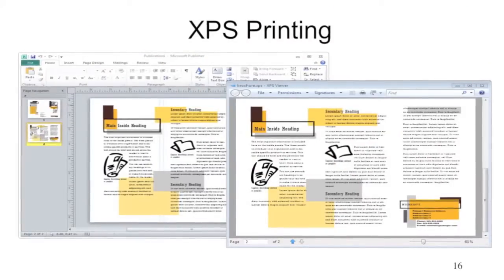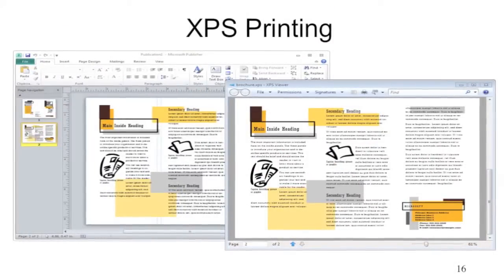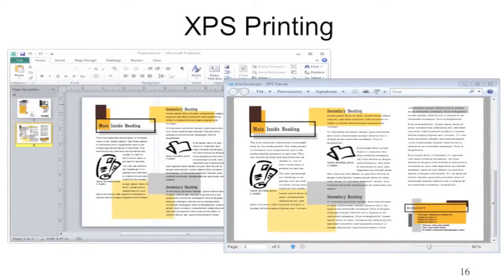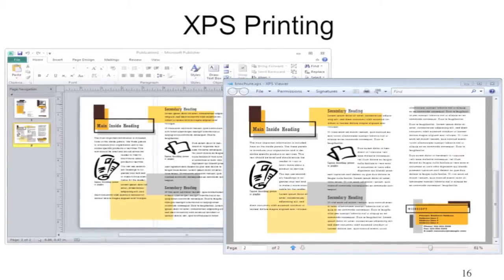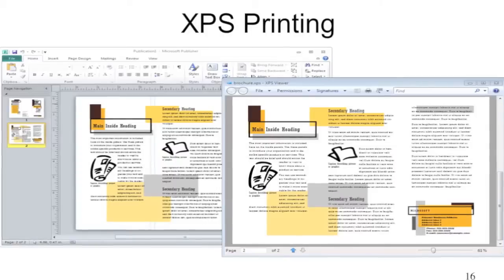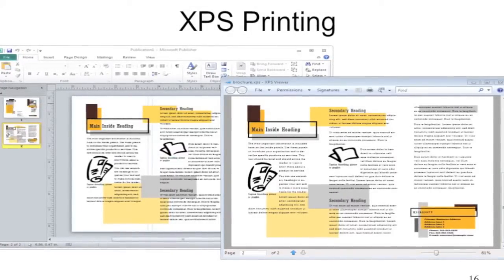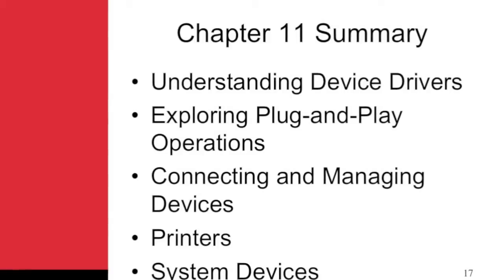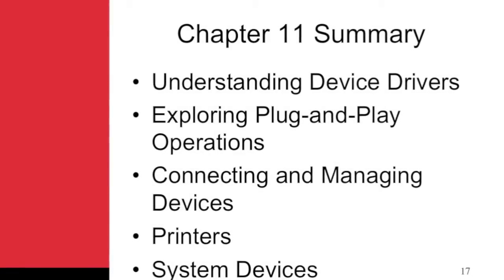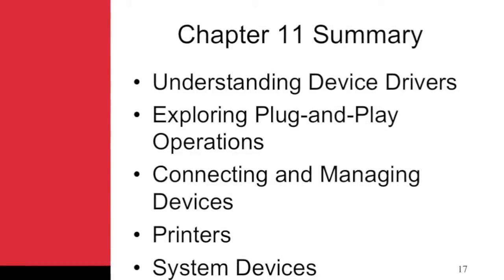More and more organizations are moving to paperless offices. While few truly ever reach paperless at this point, many have greatly reduced their paper needs by printing to various file types. Windows 7 includes a new file type and a viewer for reading such files, called the XPS document. In Chapter 11, you'll be reading about understanding device drivers, exploring plug-and-play operations, connecting and managing devices, printers, and system devices.